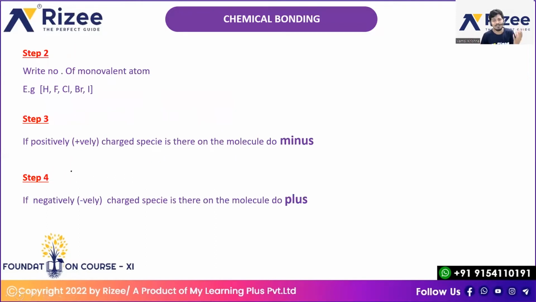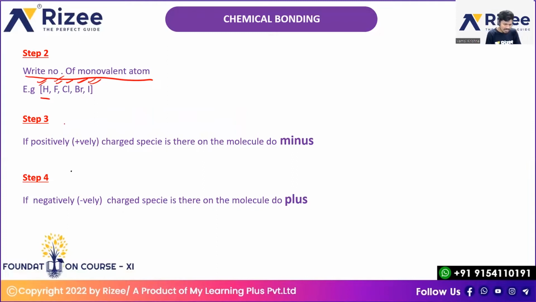And what is step number two? This is very simple. In step number two, we have to write the number of monovalent atoms. Sir, what is meant by monovalent atoms? What are the examples of monovalent atoms? Look here: hydrogen, fluorine, chlorine, bromine, and iodine. These are the examples of monovalent atoms. In a given molecule, you just write how many hydrogens are present, how many chlorines are present, how many bromines are present. We have to write that. That's it.